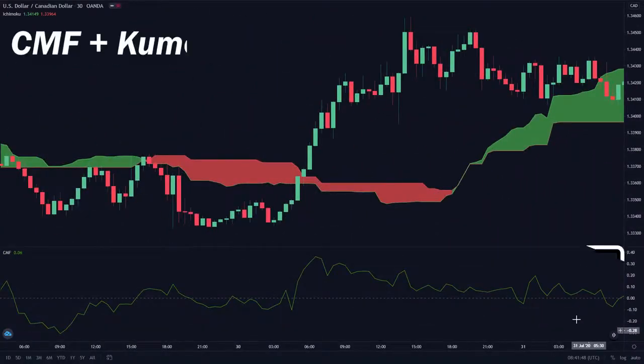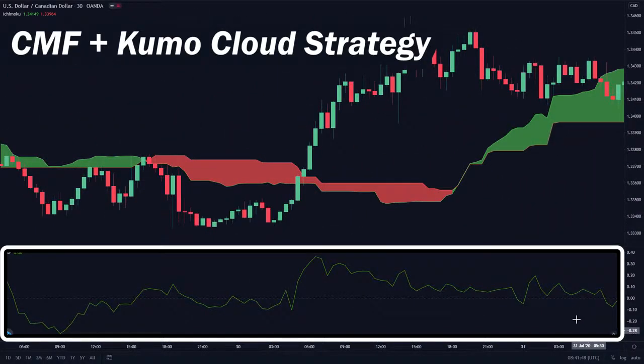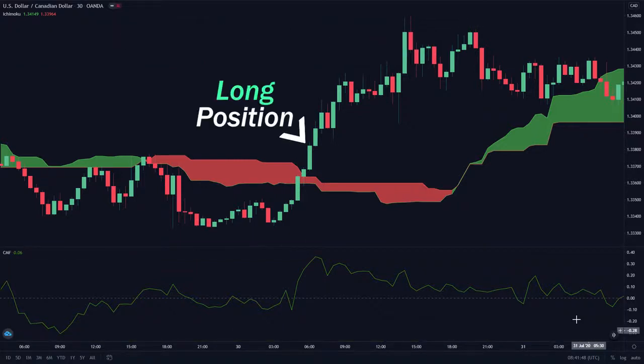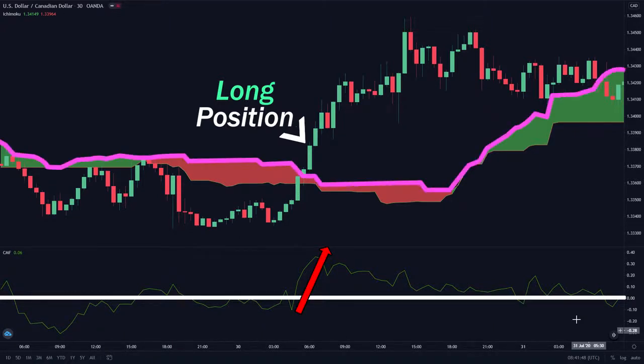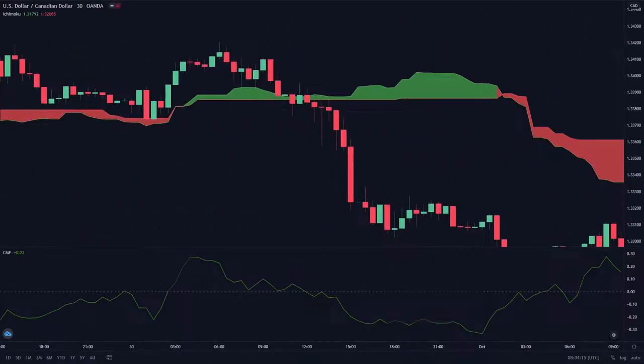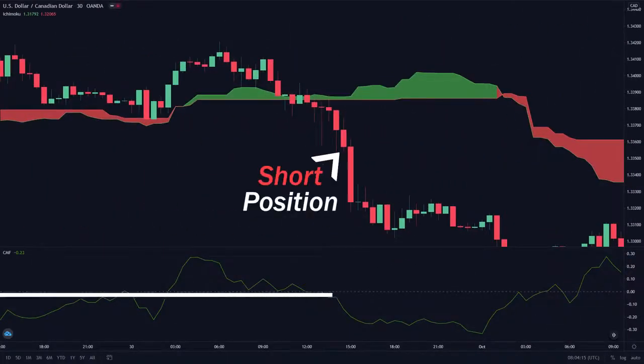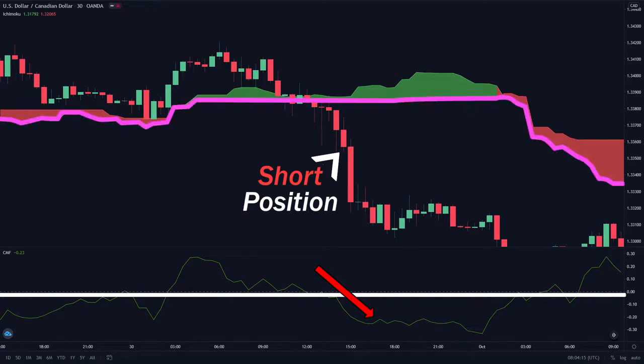For example, the Chaikin money flow and the Kumo cloud combination. So, you take long positions if the Chaikin money flow closes above the zero line while the candle is still above the Kumo cloud. And you take short positions if the money flow crosses below the zero line and the price is still below the clouds.